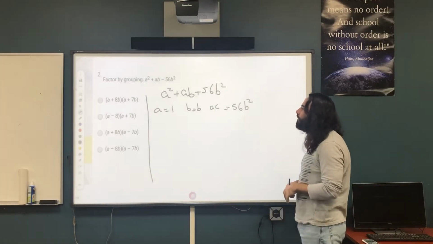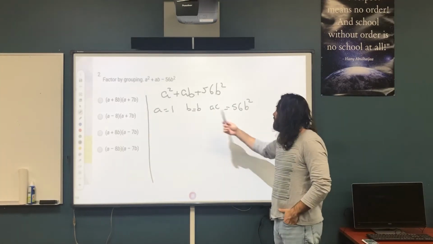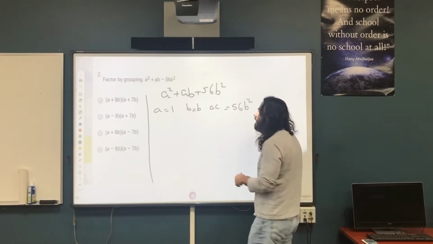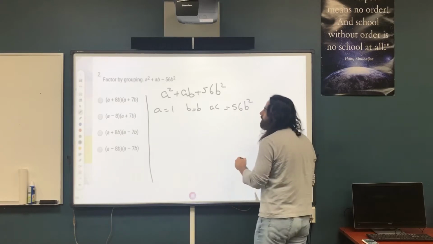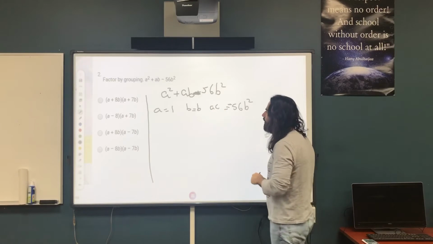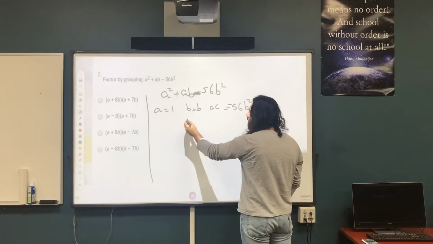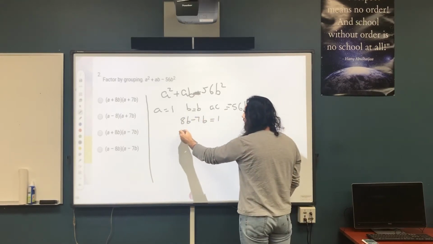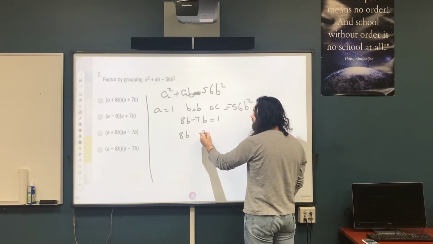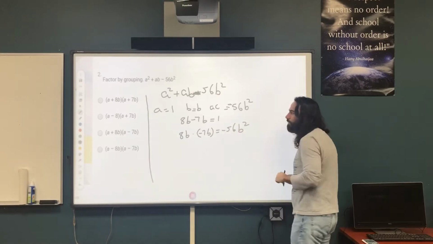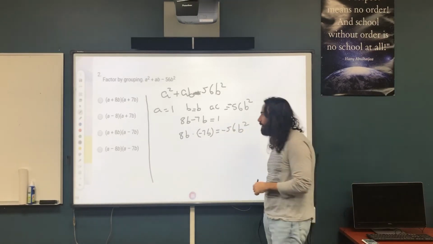Now we need two numbers. If you add them, you get b. But if you multiply, you get negative 56b squared. So the numbers are 8b and minus 7b. You add them, you get 1b. And 8b times negative 7b, if you multiply them, you get negative 56b squared. So now we found the two numbers, 8b and minus 7b.